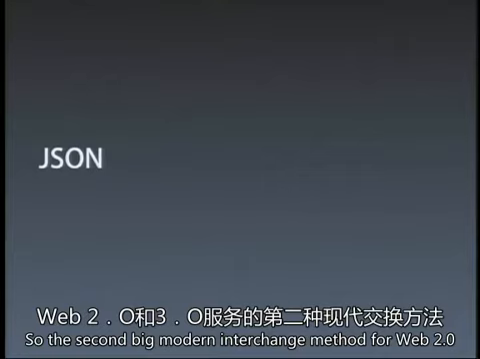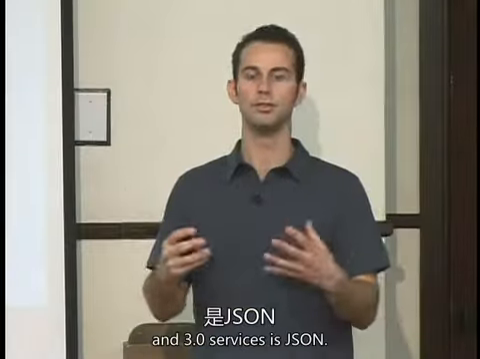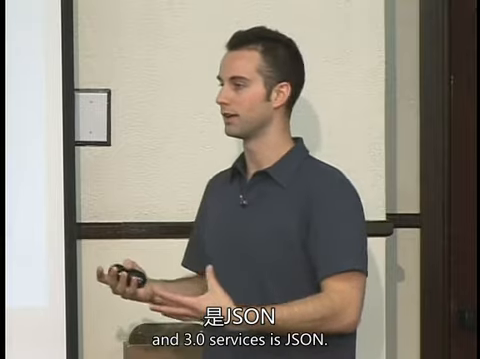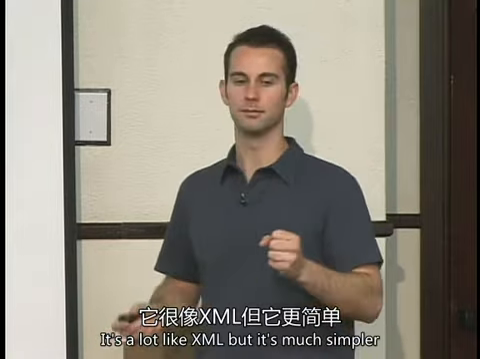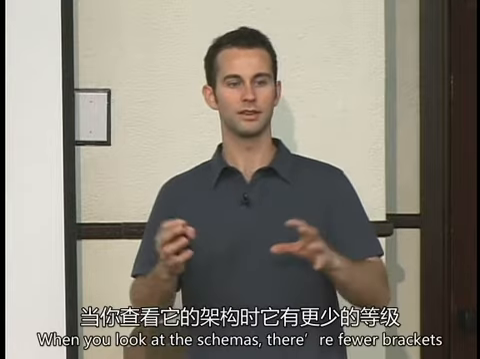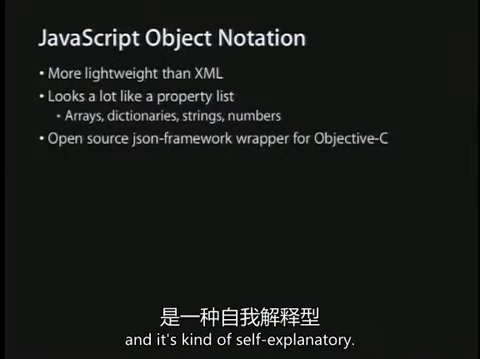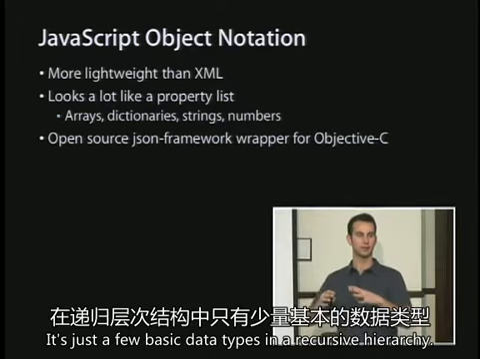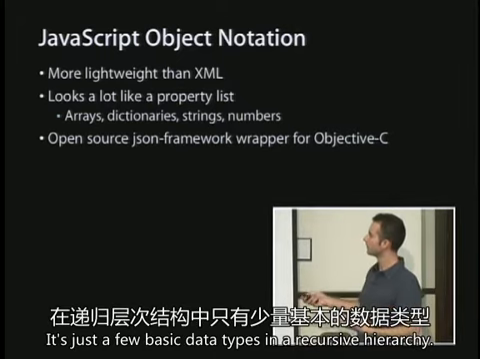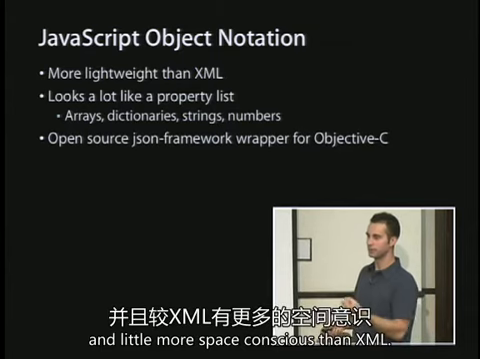So the second big modern interchange method for Web 2.0 and 3.0 services is JSON. It derives from JavaScript. It's a lot like XML, but it's much simpler and more lightweight. When you look at the schema, there are fewer brackets, and it's kind of self-explanatory, a lot like Cocoa property lists, just a few basic data types in a recursive hierarchy. It's easier to parse, lightweight, and a little more space-conscious than XML.